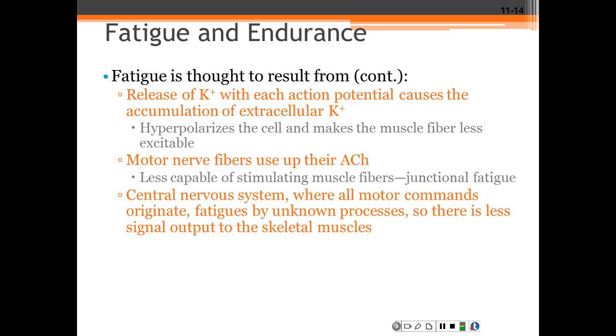Then we have electrolyte loss. Loss of electrolytes through sweating can alter the electrolyte balance of the extracellular fluid and then reduce muscle excitability. And lastly, we have central fatigue, where exercising muscles are going to generate ammonia, which is absorbed by the brain and inhibits the motor neurons of the cerebrum. For this and other reasons not yet understood, the central nervous system produces less signal output to the skeletal muscles.